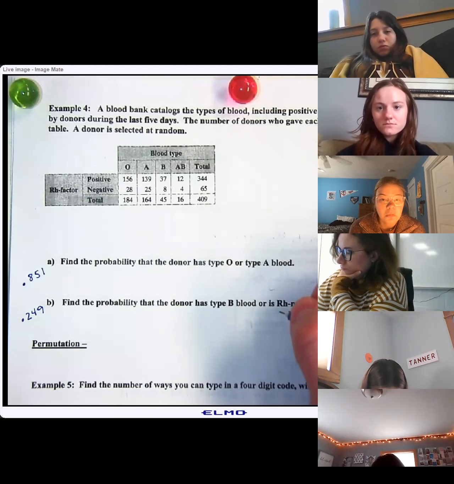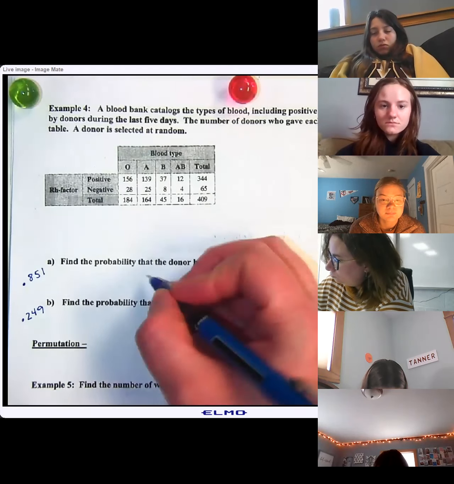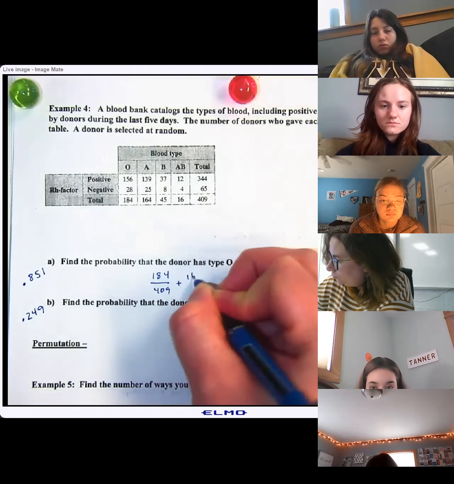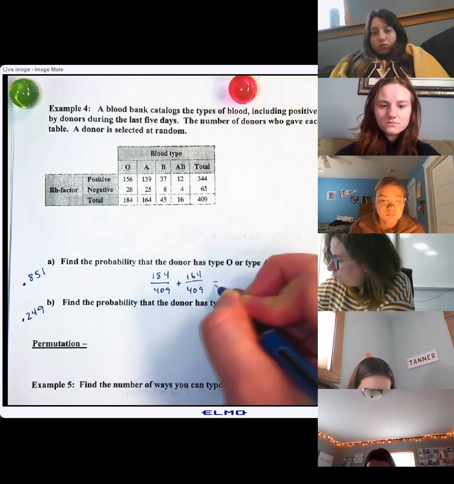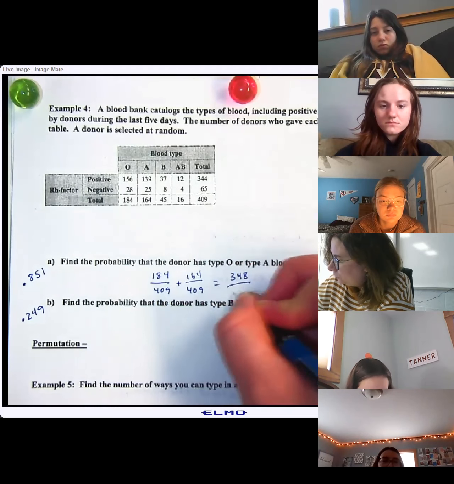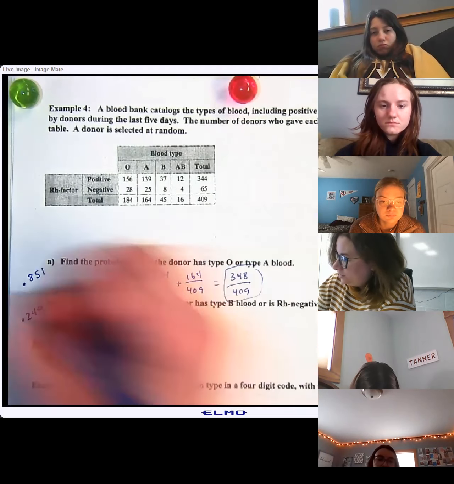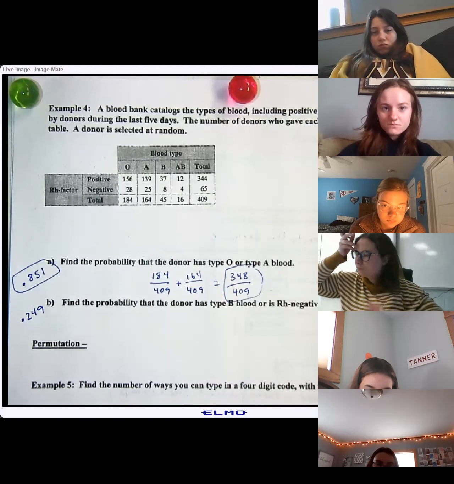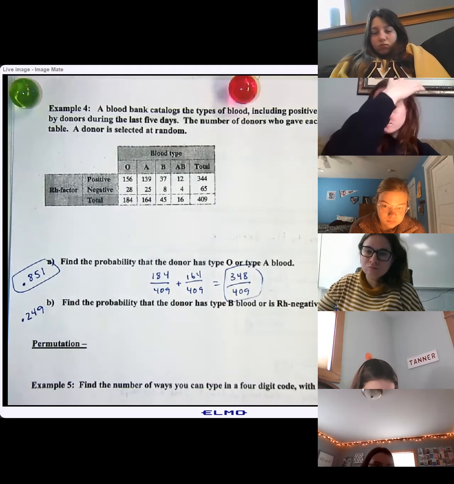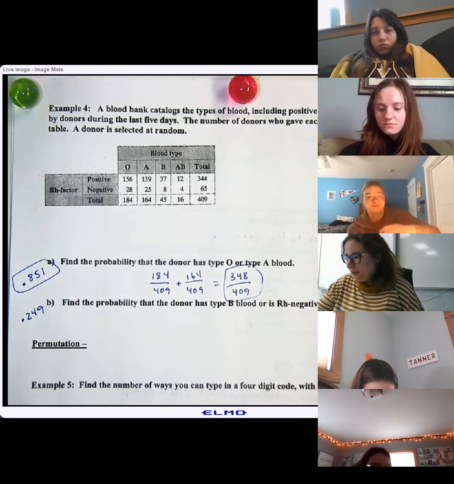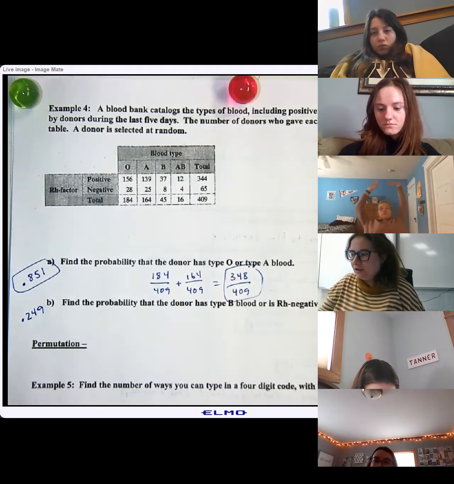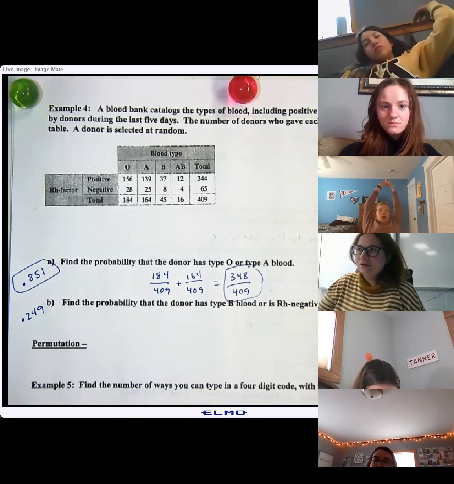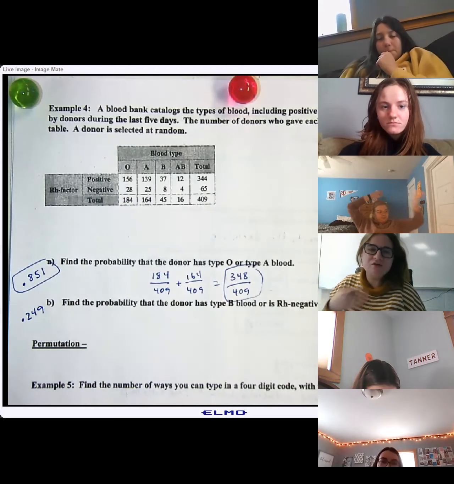Okay, so for A, you do 184 over 409 plus 164 over 409. And then that equals 348 over 409, which equals 0.851. Okay, so this is equal to that. And tell me why there's no overlap with the type O or type A blood. No one can have both. Right, no one can have both. Even though technically having type AB blood means that you've kind of got both, we're not going to consider it in that, because if you have type AB blood, they just call it AB blood.